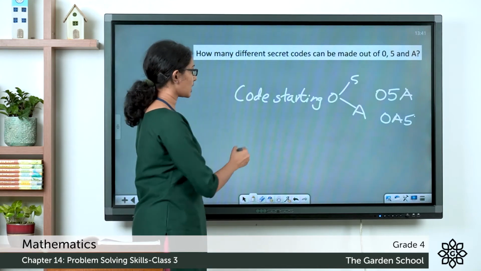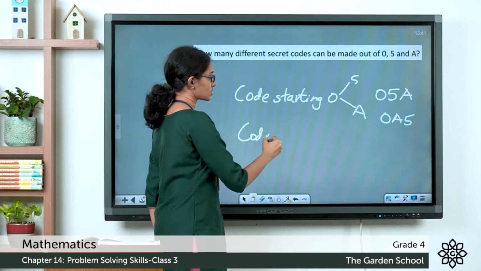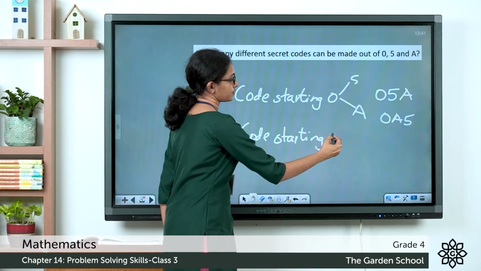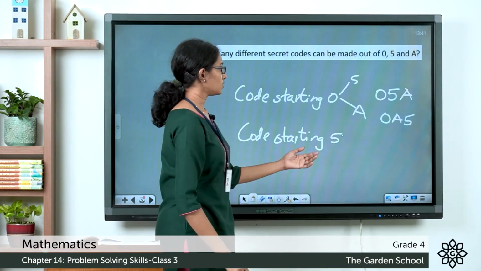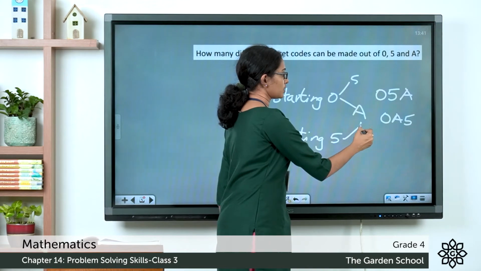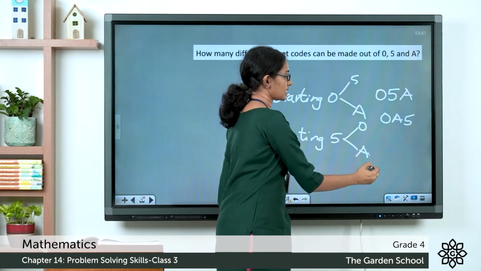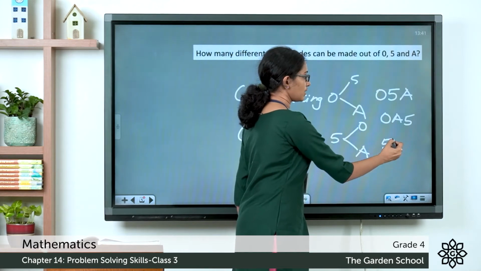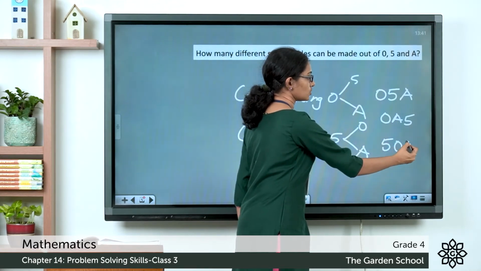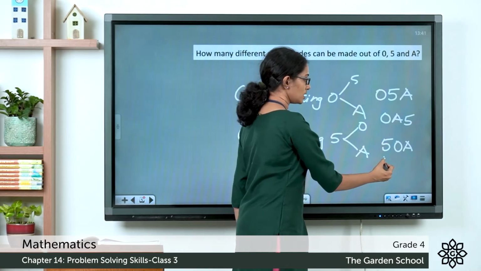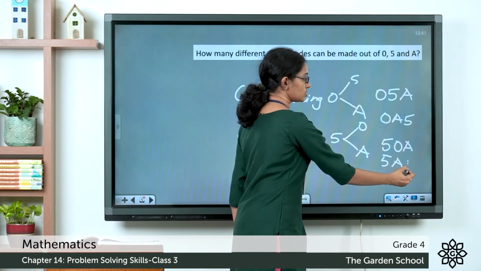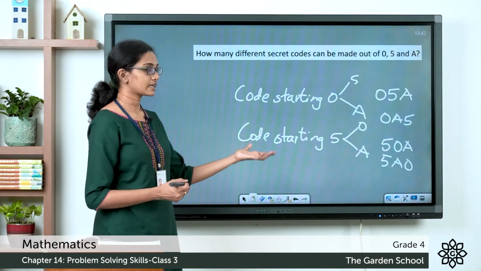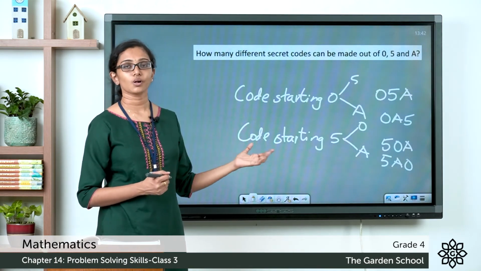Now let's list out the other possibilities. Code starting with 5. Now starting with 5, you have to use 0 and letter A as well. So the possible combinations here will be starting with 5, then the next comes 0, then A, that is one possibility, then 5, A, 0, that is another possibility. So we are writing down or preparing an organized list to solve this problem.